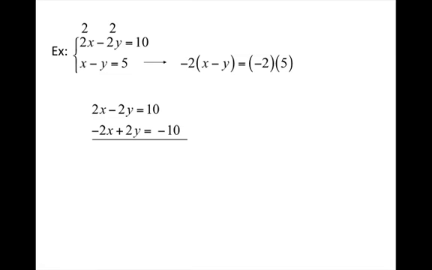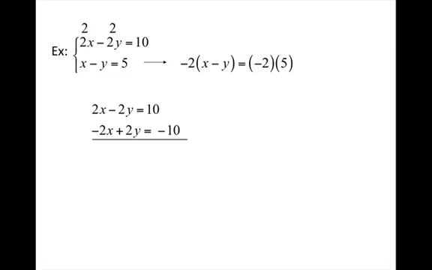So let's say I want to eliminate my x's. I've already got my 2 in the first equation, so I need my second coefficient to be a negative 2. So I'm going to multiply the second equation by a negative 2. So when I do this, bring down your first equation, 2x minus 2y equals 10. If I multiply the second equation by negative 2, I get negative 2x plus 2y equals negative 10.